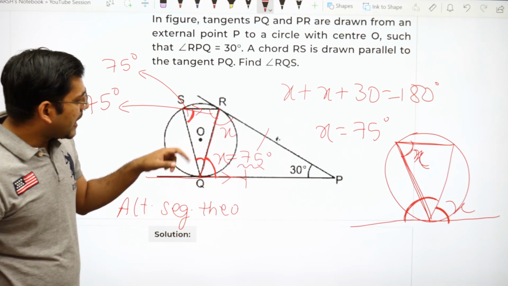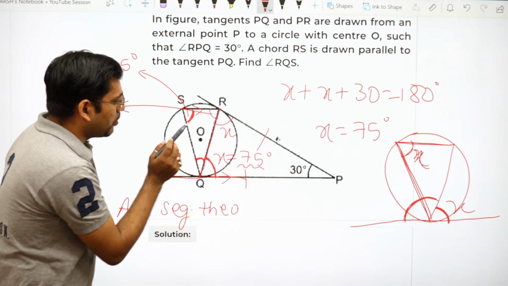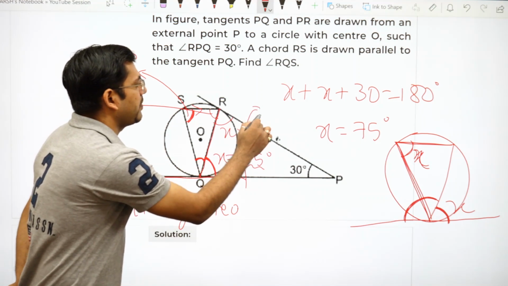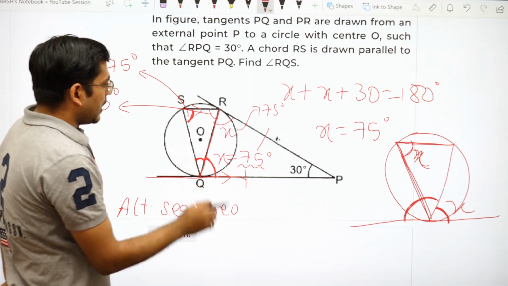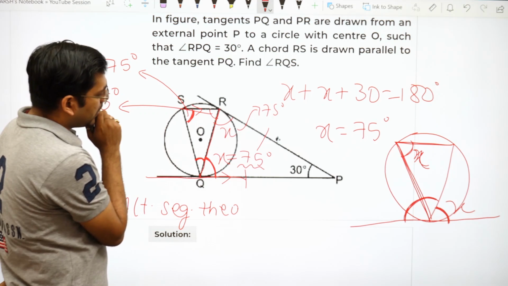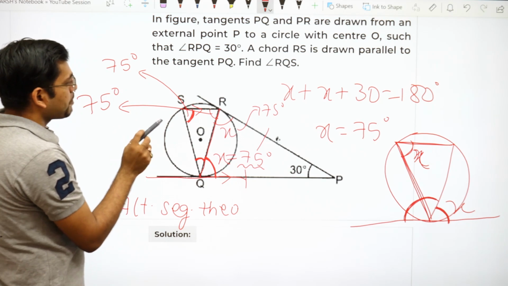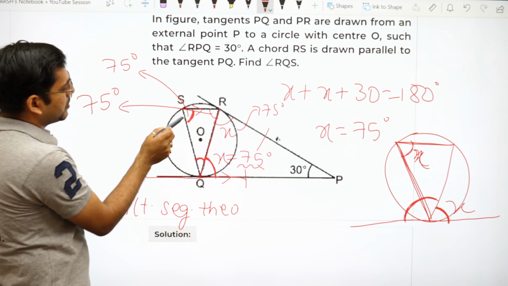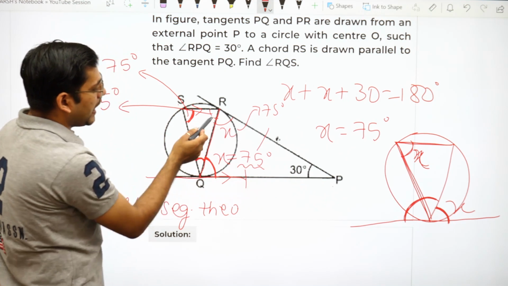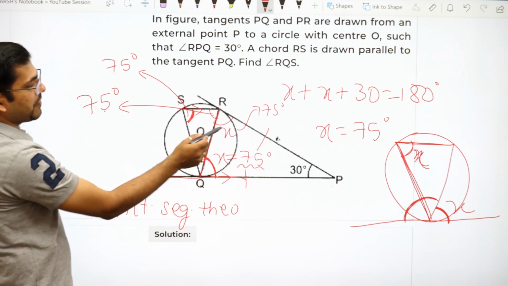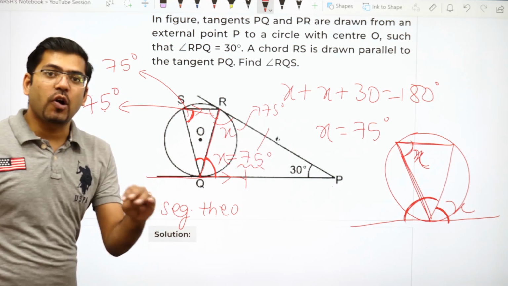In a very similar fashion, let us see that here we have got almost everything. This is 75 degree, this is 75 degree, and this is 30 degree. Now pay attention. If I talk, this is 75, S. So I have got S, I have got P, I have got R also, because R is 75 plus 75, 150. So I have got all the angles.